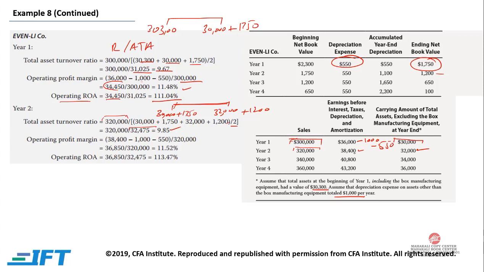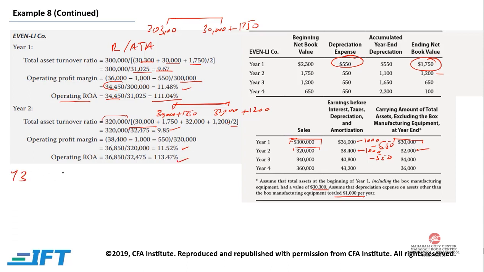Your EBIT would be 38,400 minus 1,000, that is your depreciation for the equipment other than box, minus 550. So 38,400 minus 1,000 minus 550 divided by your revenue, that is 320,000, we get operating profit margin as 11.52. And operating return on asset, that is your EBIT, 36,850, divided by average total assets, that is 32,475, and we get 113.47.